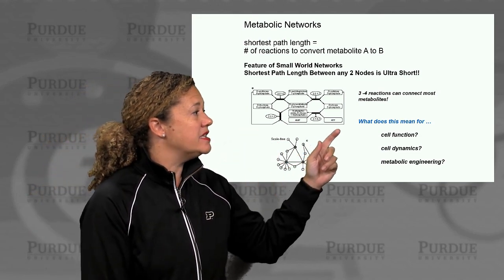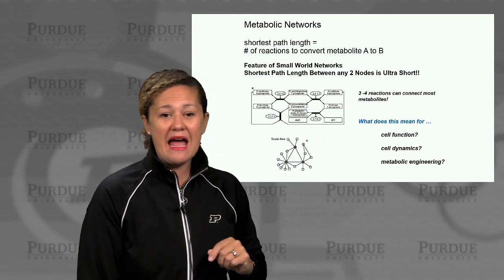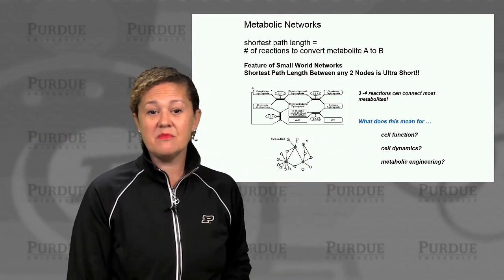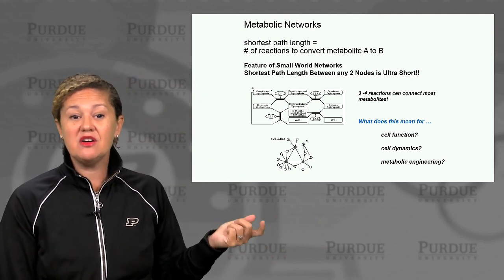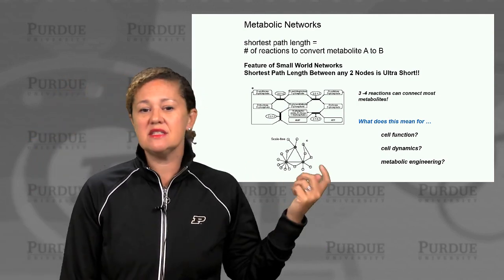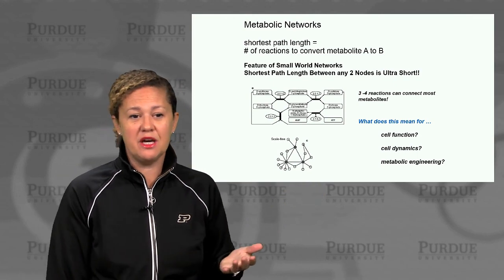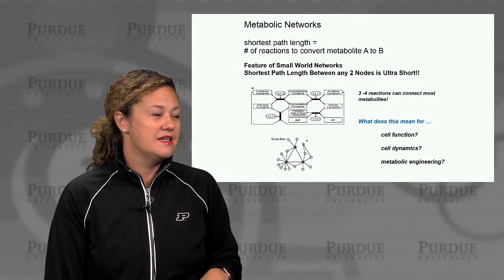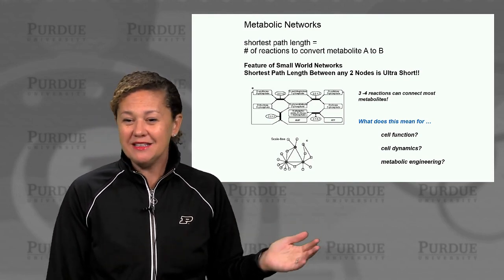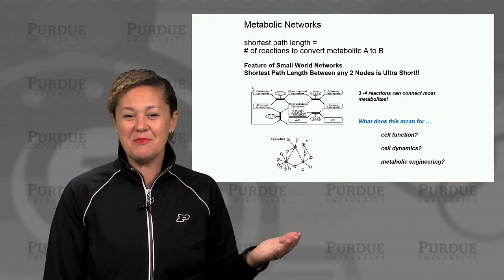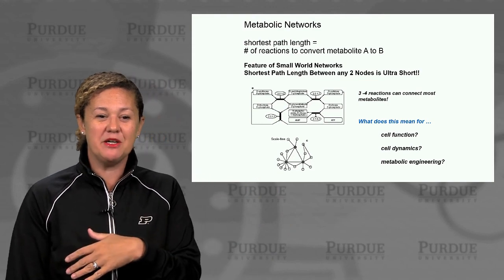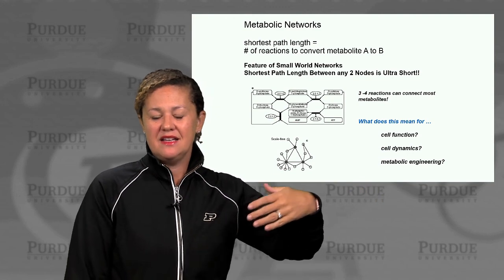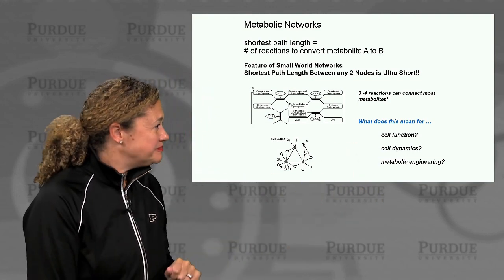In our metabolic networks, this shortest path length turned out to be, for most metabolites, connecting them in 3 or 4 reactions, very small. You can think of this as a common feature of a lot of social networks. If you've ever played the game Six Degrees of Kevin Bacon, it takes a very small number of steps to get from one actor who's been in a movie to another, to Kevin Bacon, via connections with other actors or actresses.